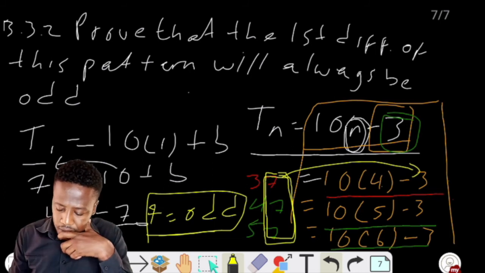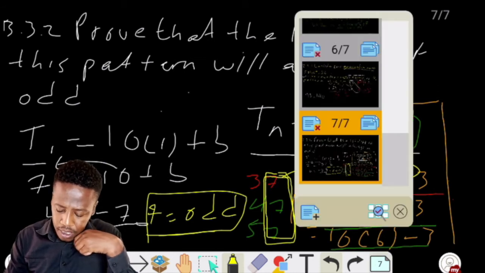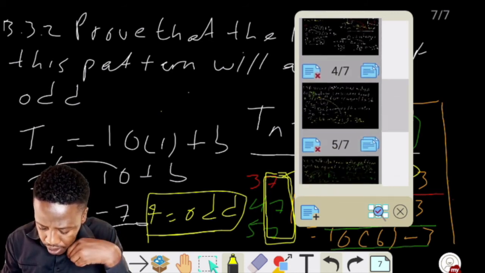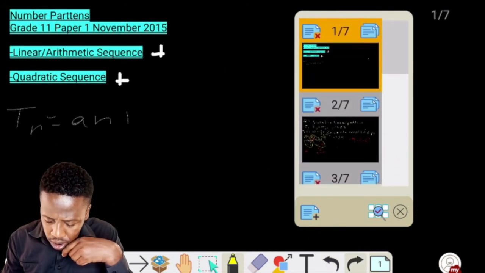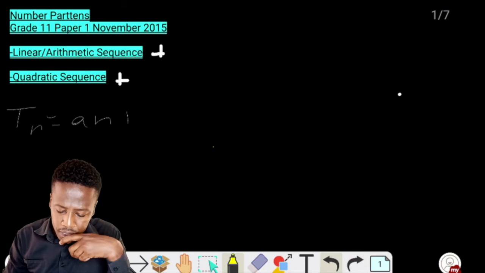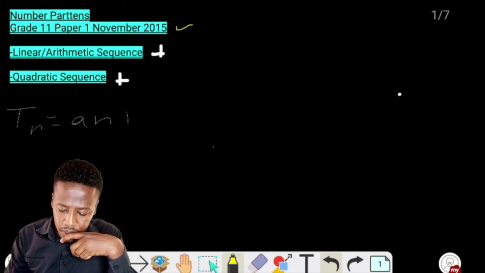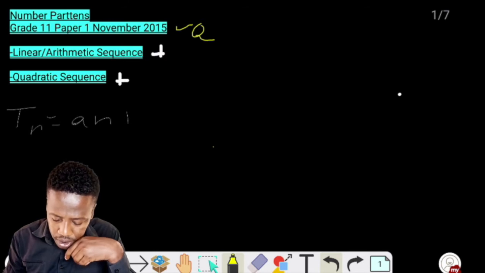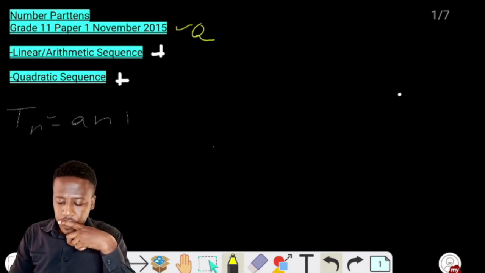And from this, we are done with question 3. Let me just double check. We are done with question 3. This was question 3 that we just dealt with, and we are going to deal with question 4 next, of that very same paper.